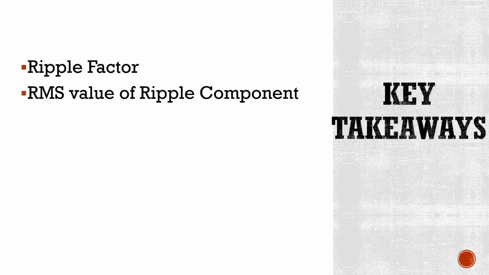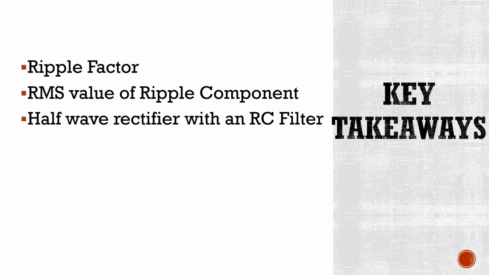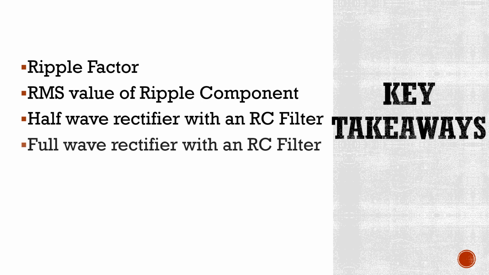That's all for today. So, what are the key takeaways of this lecture? In this lecture, you understood what is ripple factor. In this lecture, you also derived RMS values of an AC component or ripple component for both full wave and half wave rectifiers. In this lecture, you also understood half wave rectifier with an RC filter, and you also studied about full wave rectifier with an RC filter.